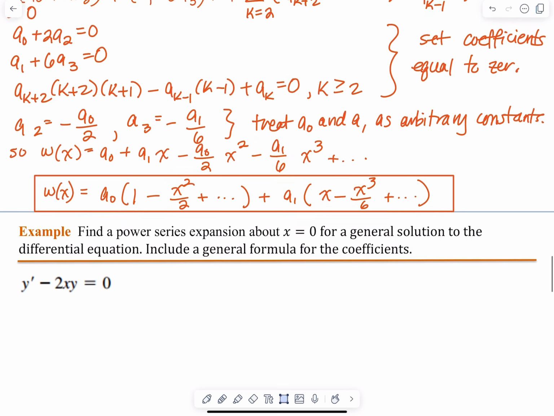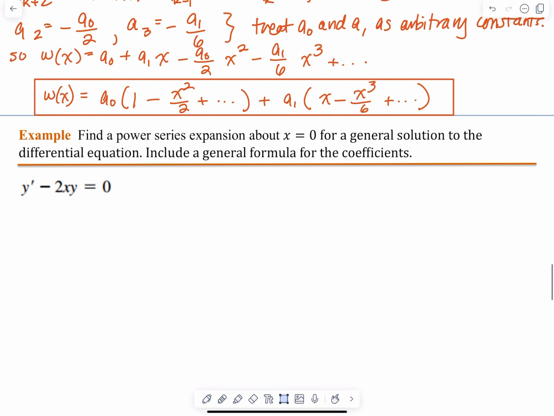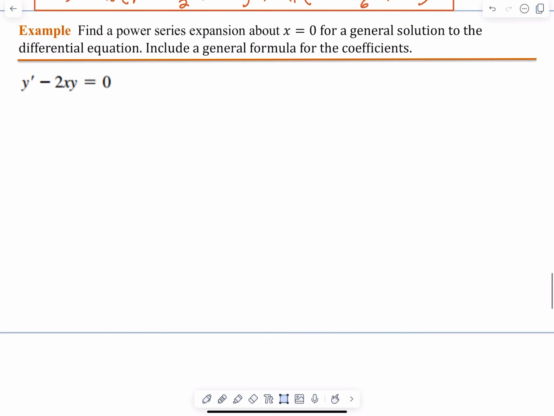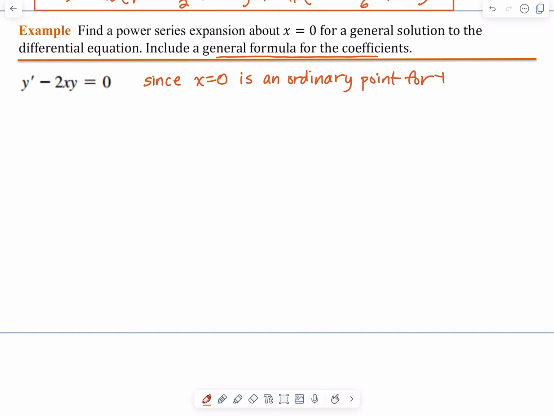Let's take a look at our next example. Here we're going to find a power series expansion about x equal to 0 for a general solution to the differential equation. We are going to include a general formula for the coefficients. So here we have, since x equal to 0 is an ordinary point for the DE, we have a power series expansion of a general solution of this form.